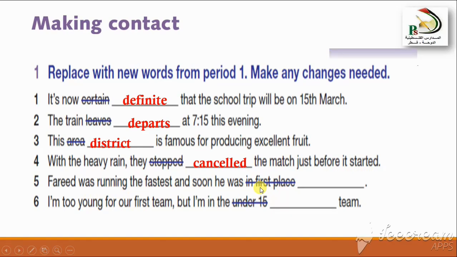Farid was running the fastest, and soon he was in first place. First place, how do you get it? When you are in the lead. I'm too young for our first team, but I am in the under 15. Yes, you are right, junior. So very easy vocabulary, just keep them in your mind as well as write them in your notebooks.